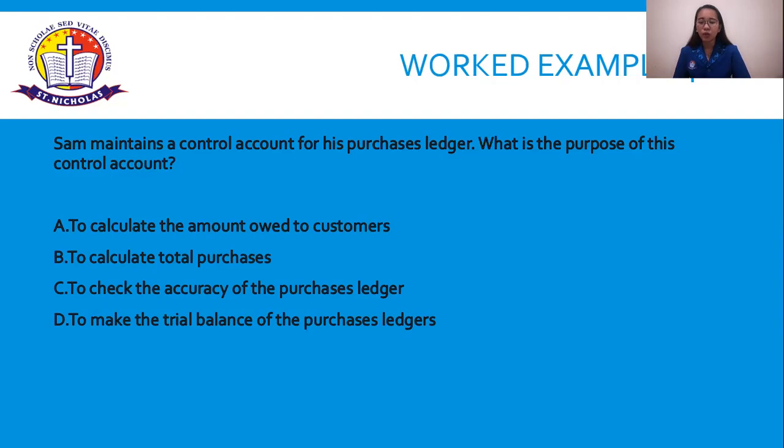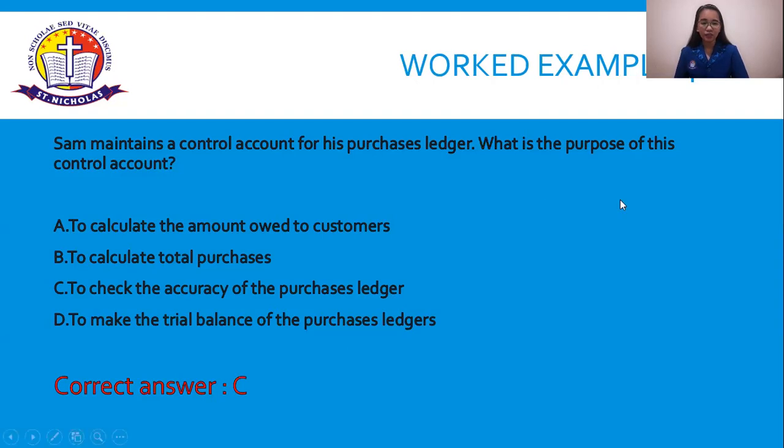We go to B, to calculate the total purchases. It is right, but it's more related to the purchase ledger, not specific to the control account. So not right. Okay, we go to C, to check the accuracy of the purchase ledger. This is the purpose of our control account for the purchase ledger, just to make sure that the total of the purchase ledger is correct. That's why the person who maintains the purchase ledger should be different from the person who maintains the control account, to check whether the entries are accurate or not. And D, to make the trial balance of the purchase ledger. So the right answer is C.